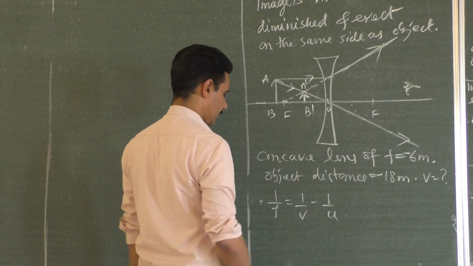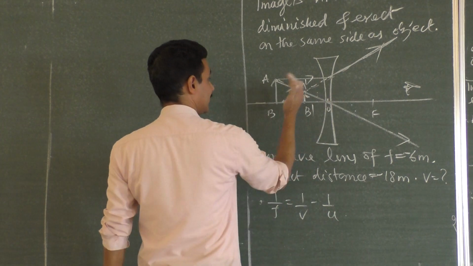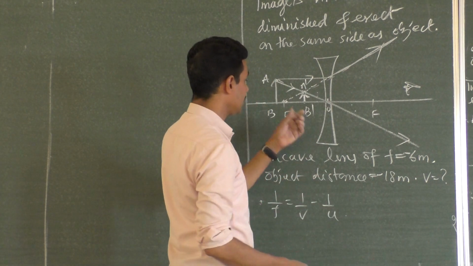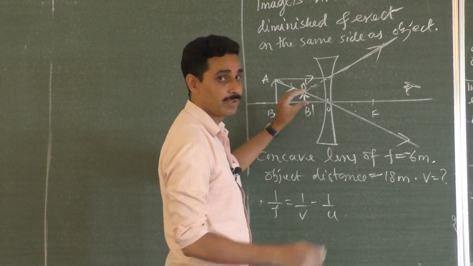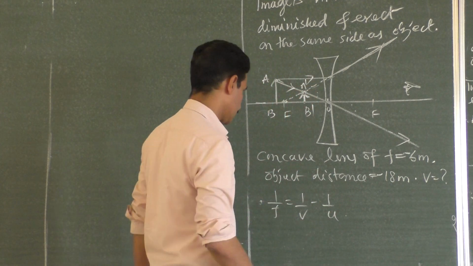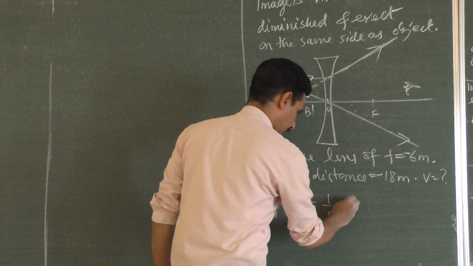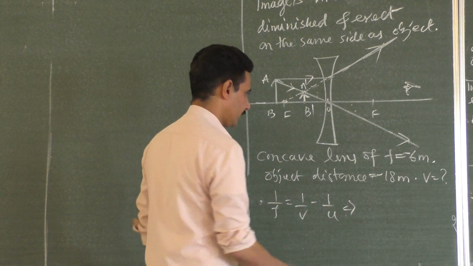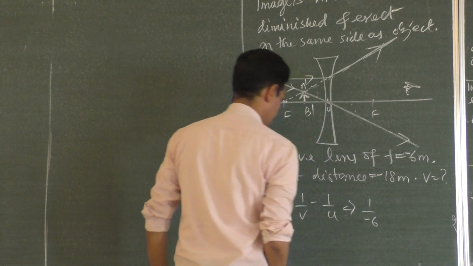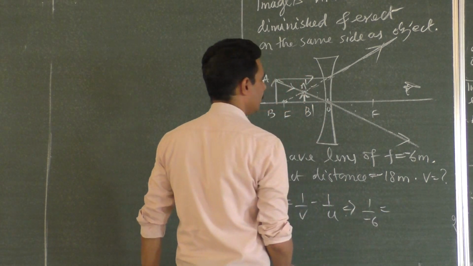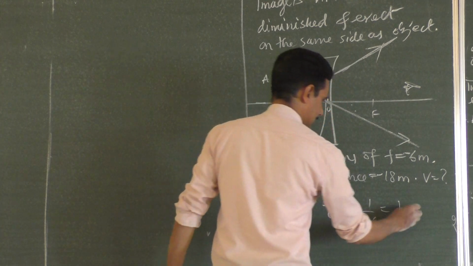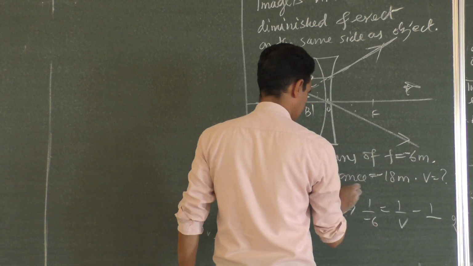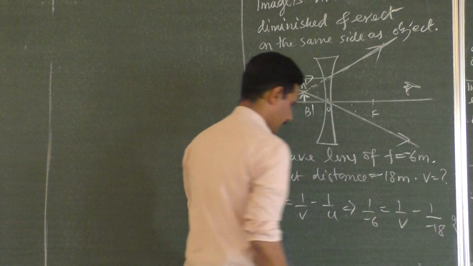So now apply this. What is the position of the image? You should get it on the left side, and the image distance should be smaller than 18. Why? Because it is diminished, so v/u should be less than 1. So what is the answer now? That implies 1/f, 1/(-6) is equal to 1/v, the image distance, which has to be found out, minus 1/u, which is minus 1/(-18). So what are you left with now?